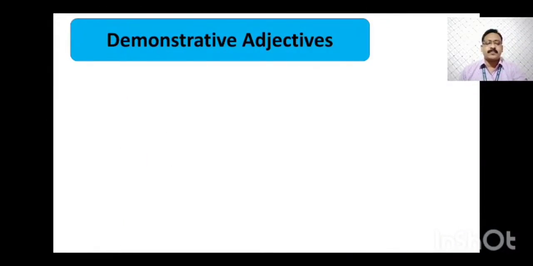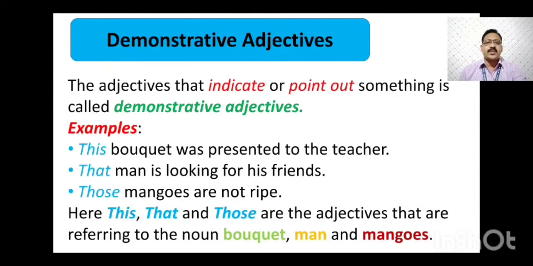Demonstrative adjective. What is a demonstrative adjective? The adjective that indicates or points out something is called a demonstrative adjective. Generally when we say something, we point out that person or that thing. That is called a demonstrative adjective. Some examples are here. This bouquet was presented to the teacher. With "this" we are pointing out the bouquet. So this is a demonstrative adjective.